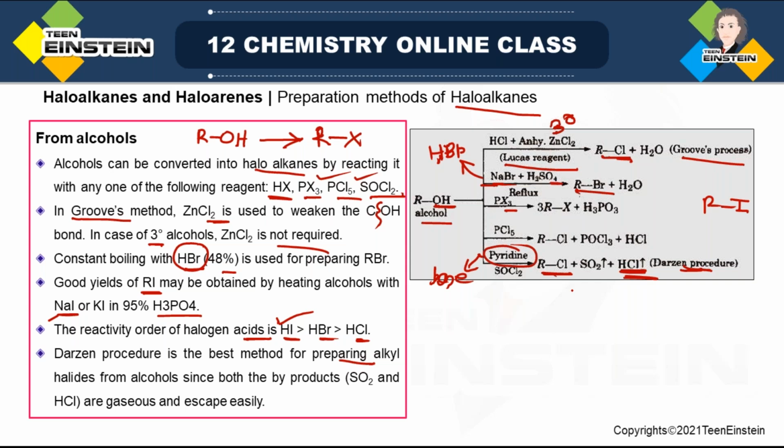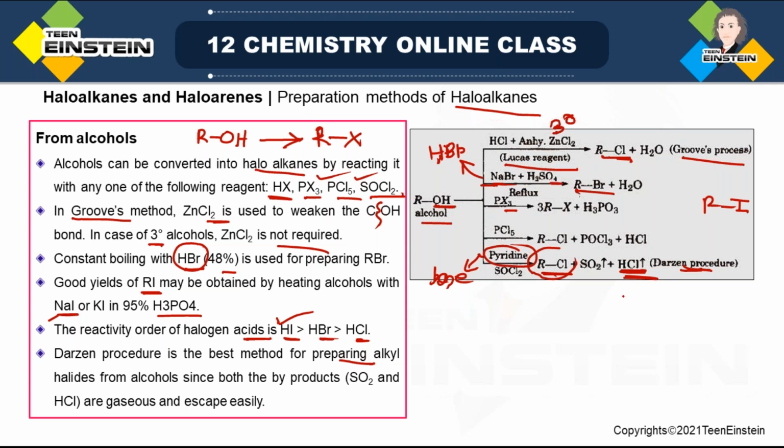So when side products can be removed very easily, obviously the separation of the actual desired product becomes easy. This is your actual desired product, not SO2 and HCl, they are byproducts. So you have to separate them, right? But if they can escape so easily, obviously this method will be very good.